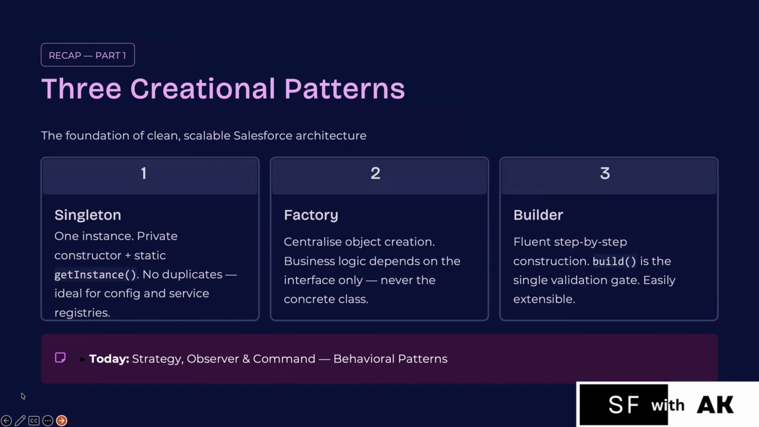For when you have objects with a lot of fields, you build them step by step using a fluent chain. And the build method acts as a single validation gate that allows you to throw the error as per fields one by one, or you can just send a generic error. Those were all about creating objects the smart way. Today, we are moving into behavioral territory: strategy, observer, and command.